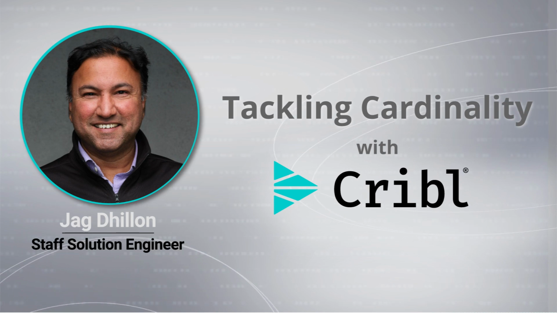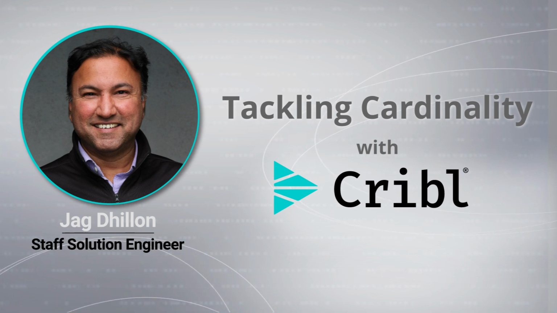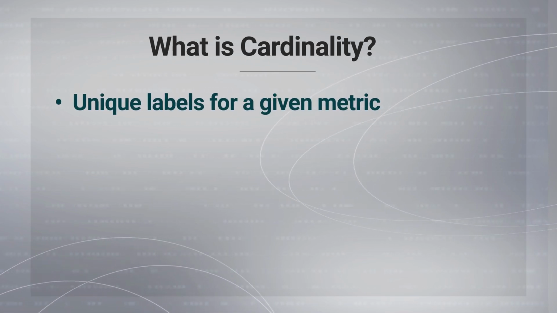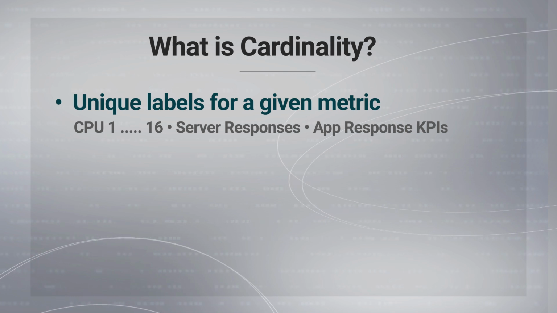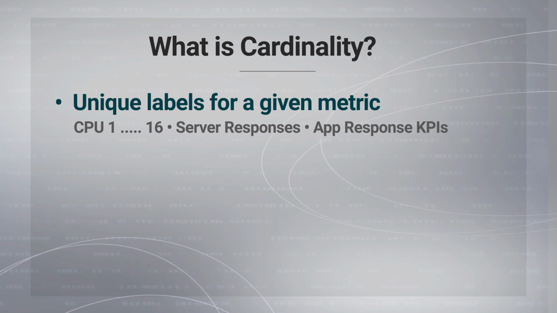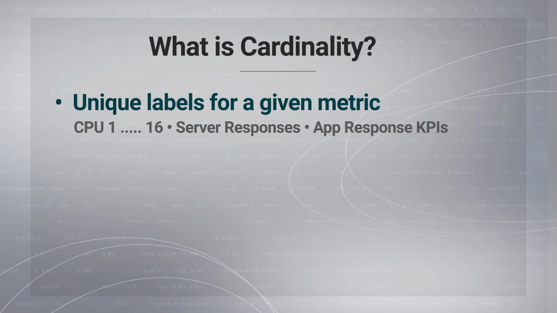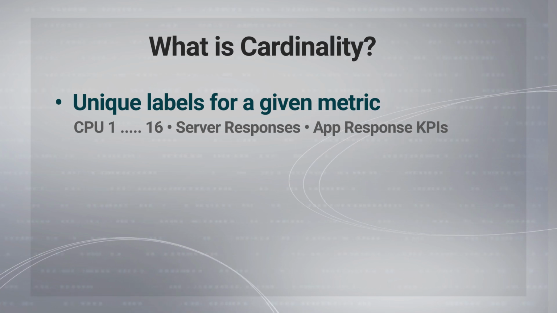Today I'll talk to you about how we can tackle cardinality with Cribl. Now, what is cardinality? Cardinality is based on unique labels for a given metric. For example, you will have a machine which will have CPUs, memories, hard disks. Each of these generates metrics that you observe to control the behavior of the system.